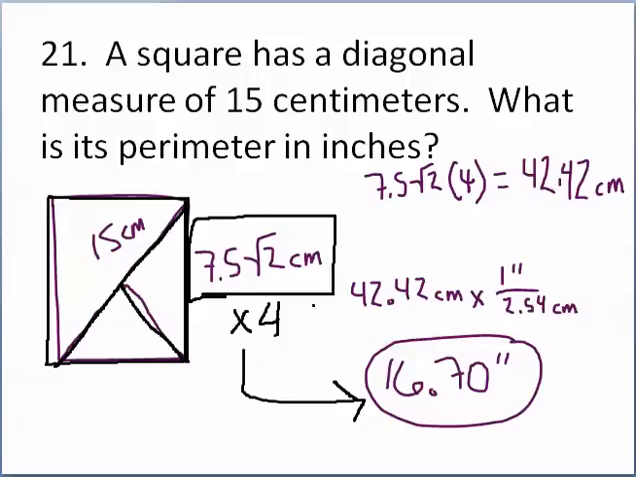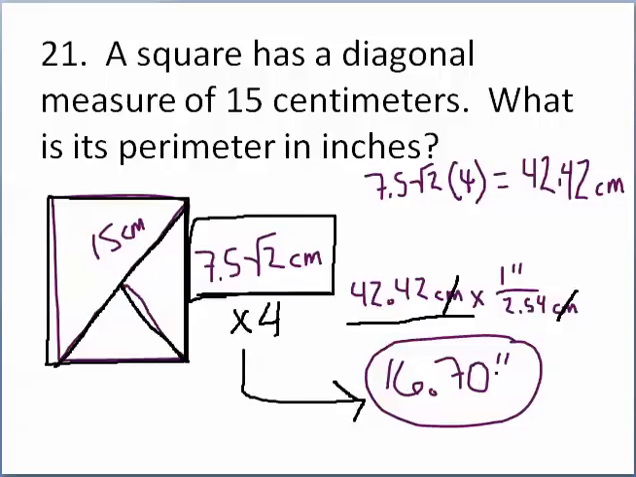16.7 inches. How I went from centimeters to inches: I simply multiplied my answer times the number 1, and that is 1 inch over 2.54 centimeters. I have centimeters in the numerator, I have centimeters in the denominator. They cancel each other out, and now I wind up with 42.42 times 1 inch divided by 2.54, the pure number, because the centimeters have been canceled, and that gives me 16.70.